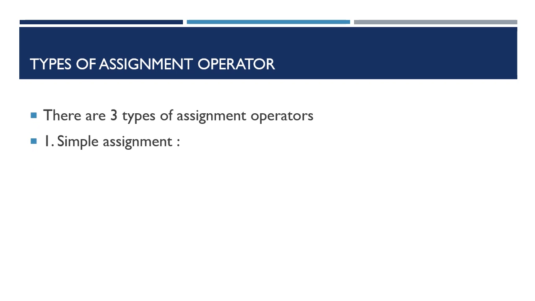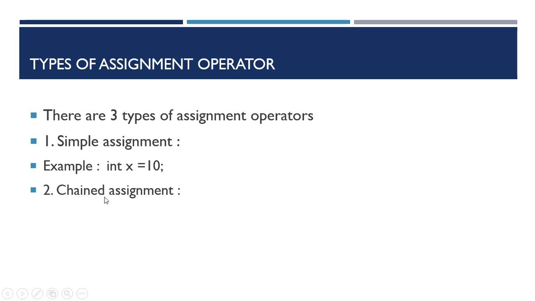First we have simple assignment. In simple assignment, we just assign a value to a variable. See, we are assigning a constant value to a variable. The second one is chain assignment. In chain assignment, let's suppose we have four variables and we want to assign the same value to all of them. We can assign it simultaneously to all variables using the concept of chain assignment.